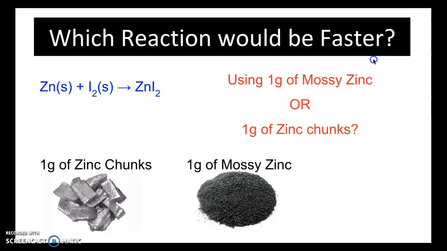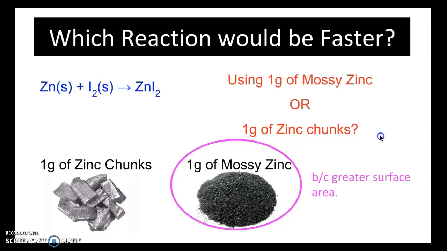So the first question. Which reaction would be faster, using 1 gram of mossy zinc or zinc chunks? Here are the zinc chunks, and here is the mossy zinc. Circle your answer, and then see if you can come up with an explanation of why. Great, if you said mossy zinc, you would be correct. The reason mossy zinc would make the reaction faster is that it has a greater surface area.